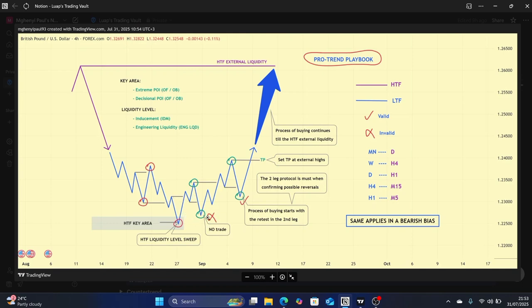For me, I restricted myself from taking this first trade, and I usually take the trade that is after the second leg. You can see the process of buying starts with the retest in the second leg. You can see this is the first leg, this is the second leg. The two-leg protocol is a must when confirming possible reversals. For me, I restricted myself to this: I will only be taking buys after the second leg. Then set TP at external highs.